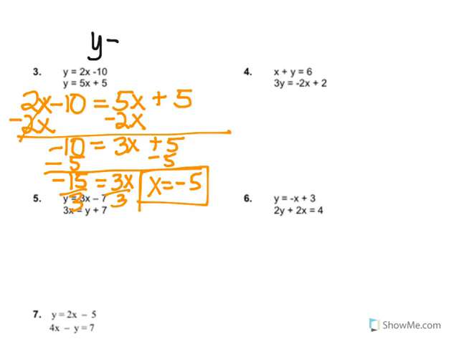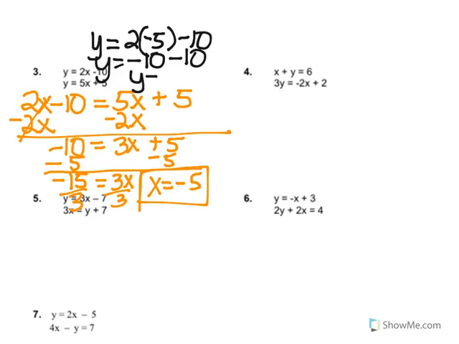So we have y equals 2, and I'm going to substitute the negative 5 in there, minus 10. So 2 times negative 5 is negative 10. So I have negative 10 minus 10. The signs are the same. What do we do when the signs are the same? We add them up and keep the sign. So we get y equals negative 20. And there's the other half.